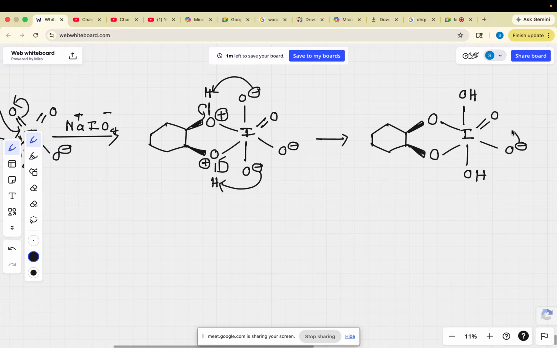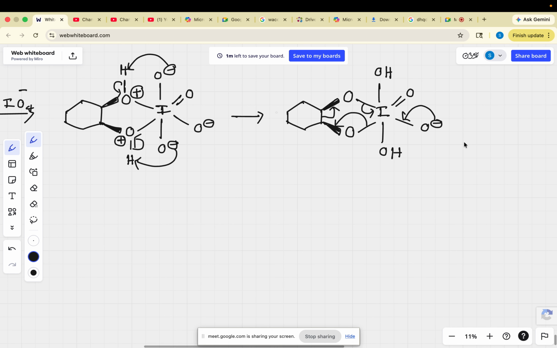Now see, this O minus is giving back its electrons, so this bond will break, this bond will also break, and ultimately this bond is breaking. So this sigma bond breaks, which means you will get carbonyl compounds, or basically aldehyde compounds, now. And the side product you get is double bond O, double bond O, OH, OH.